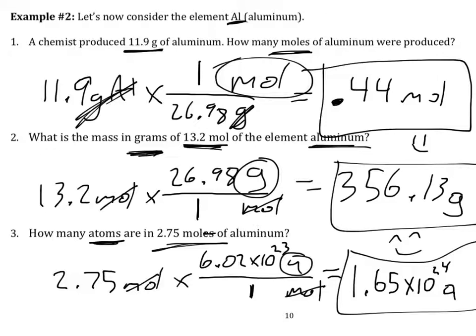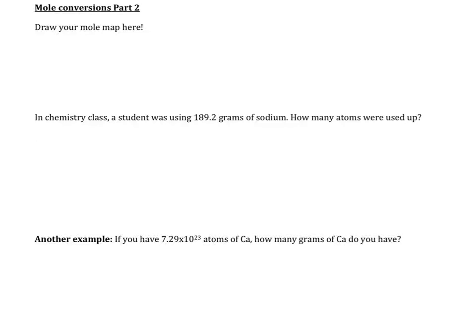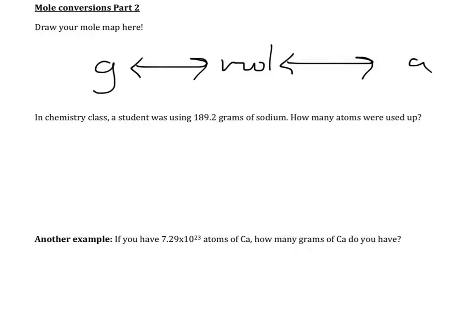So this was review. All right, so we've done this before. Let's go ahead and expand on this. Now again, we're going to draw our mole map here. So we have grams. We can go from grams to moles. And then we go from moles to atoms. I'm going to put MM for molar mass here, and then put A and then the pound sign for Avogadro's number.